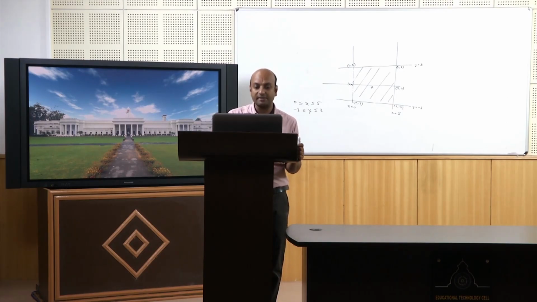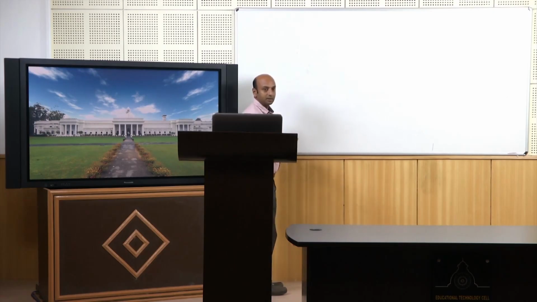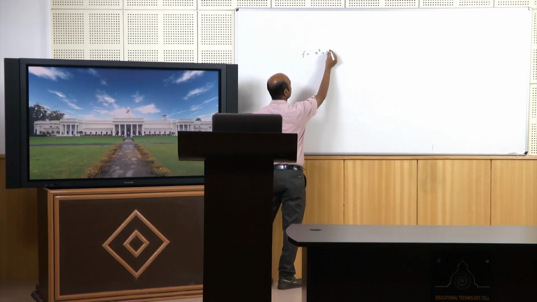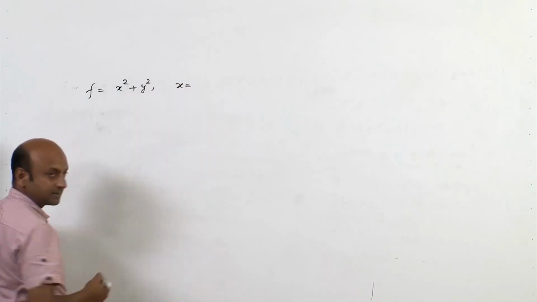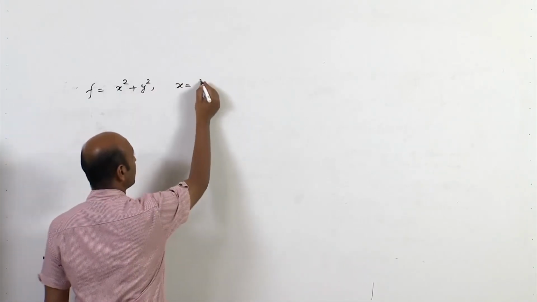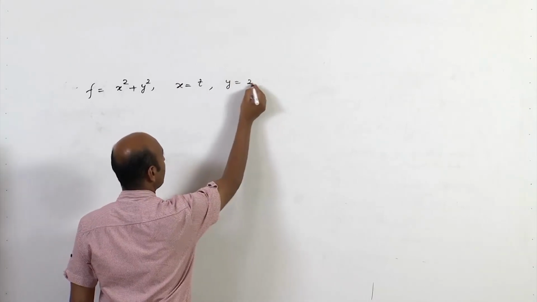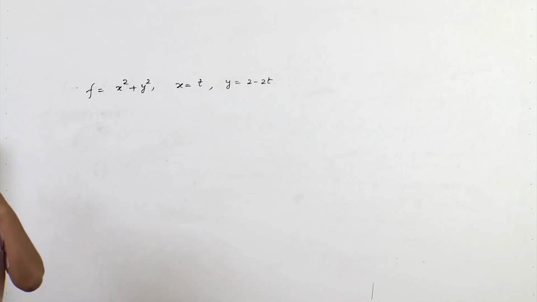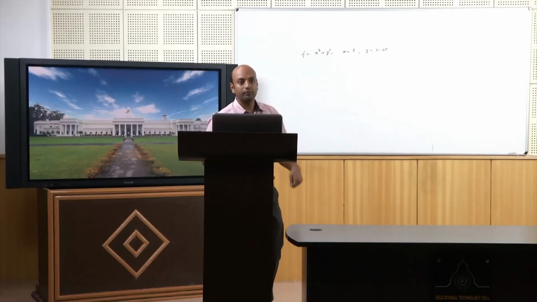Let us discuss this by an example. The first problem is f equal to x square plus y square, where x is given as t, a function of t, and y is simply 2 minus 2t, and you have to find out the maximum and minimum value of this function on this curve.